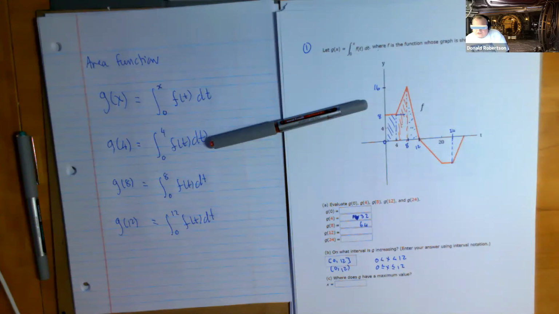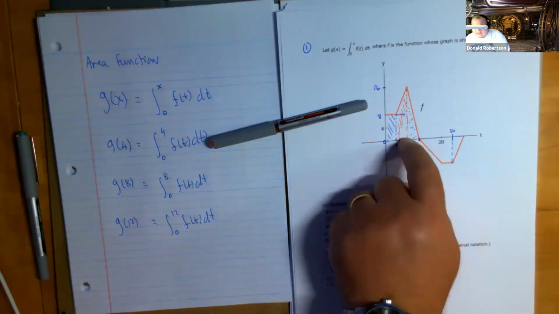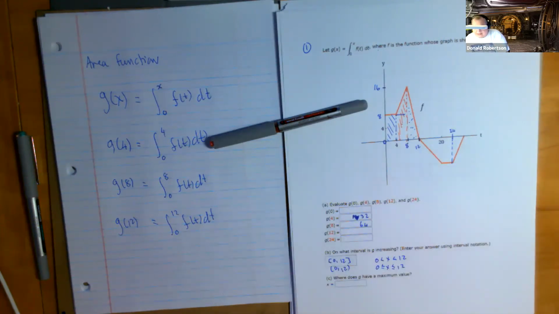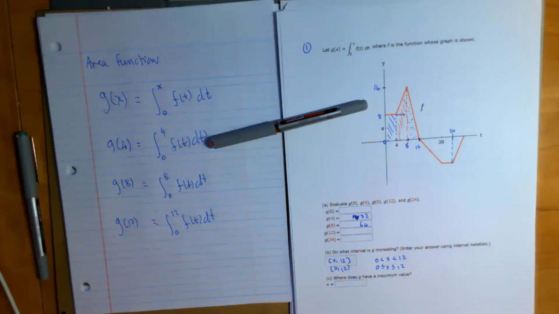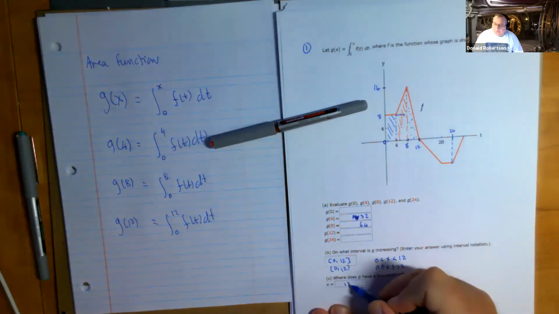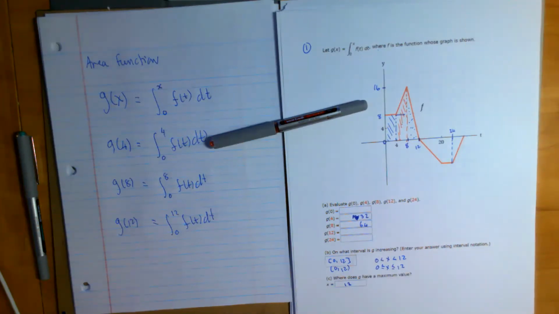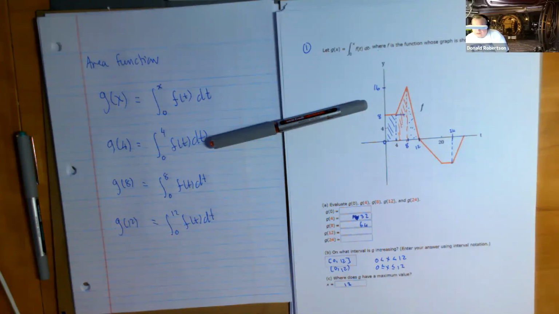What value of x do you think the area function is going to hit its maximum? 12. Agreed. You want to explain why? You're right. Because when it goes past 12, it's a negative value, so it's taking away the total amount of area. Right, so it's getting less, right? Exactly.